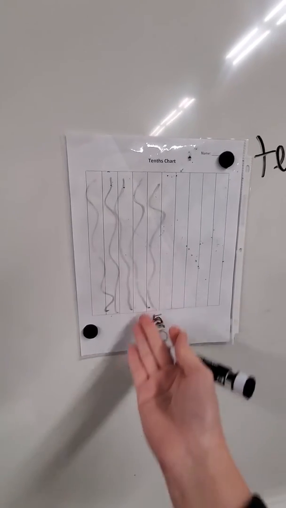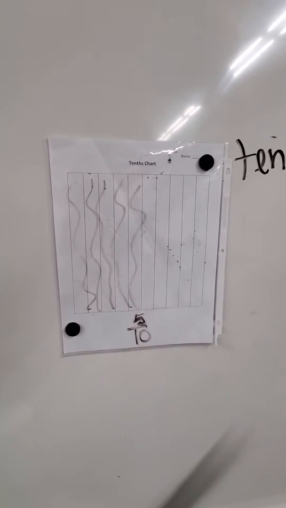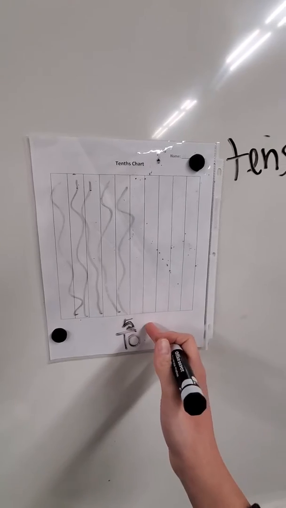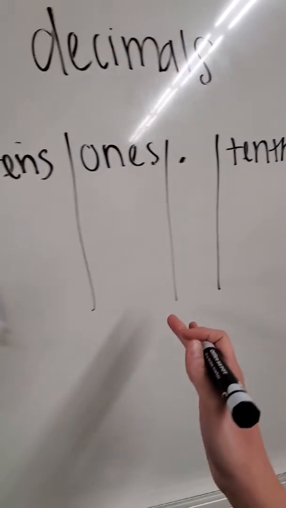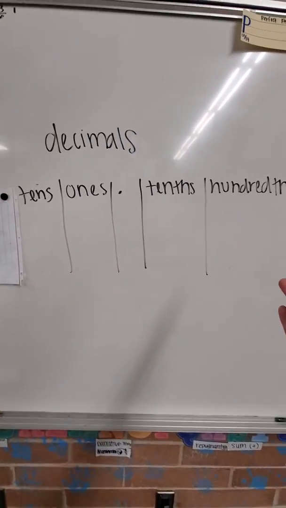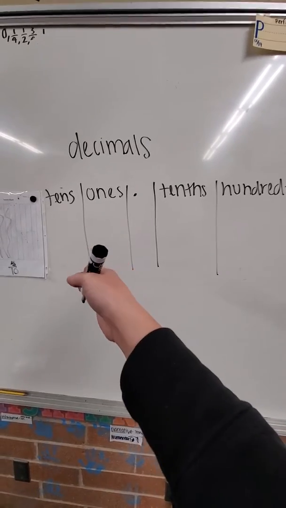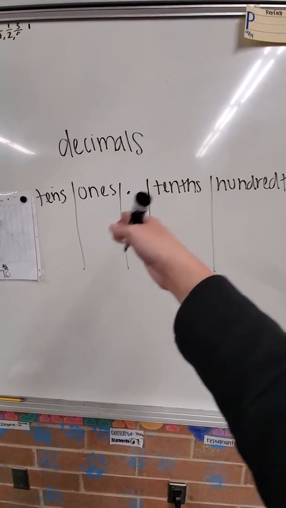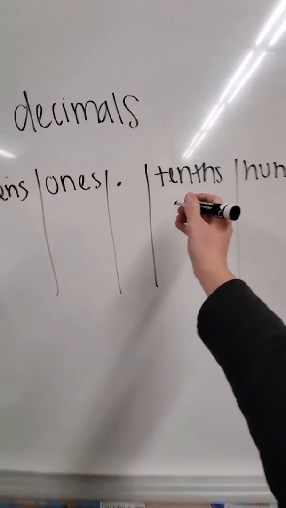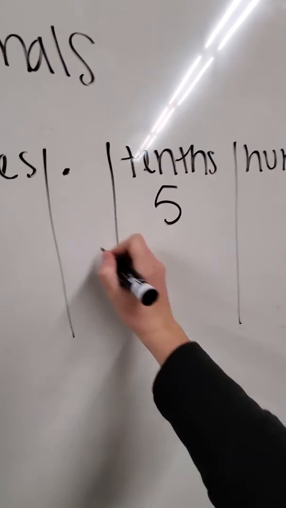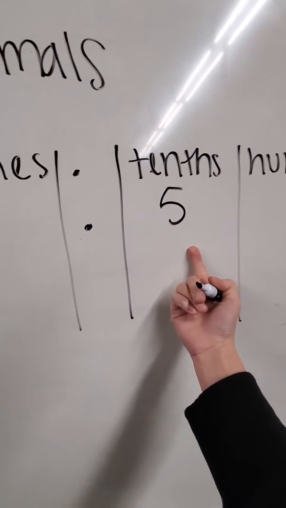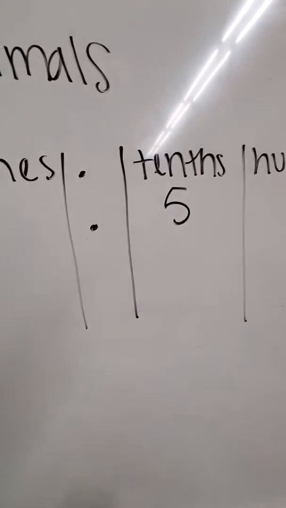But since this is 5 tenths, maybe I would be asked to write this as a decimal. I see that it's 5 tenths, so I would go over to my place value chart for my decimals. And I'm not going to put in the tens or the ones, but I've got 5 tenths, so I'm going to put it right under the tenths column. And that means, look, I've got 5 tenths. Okay?